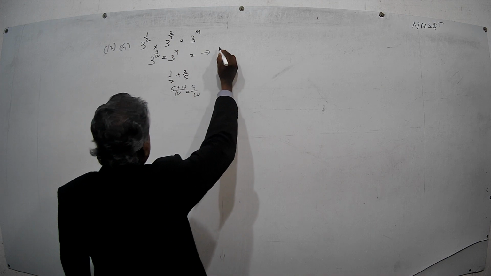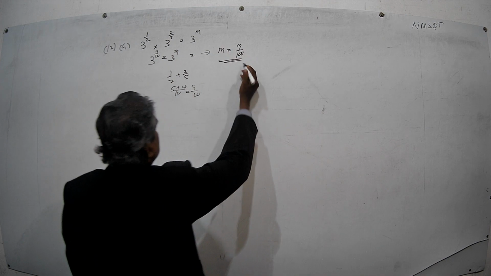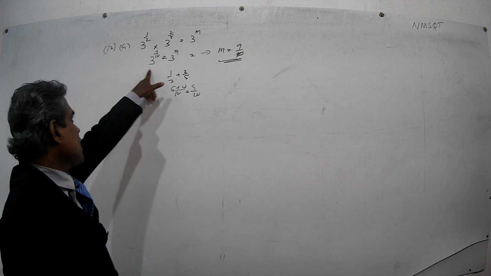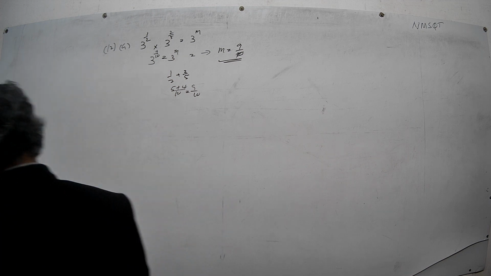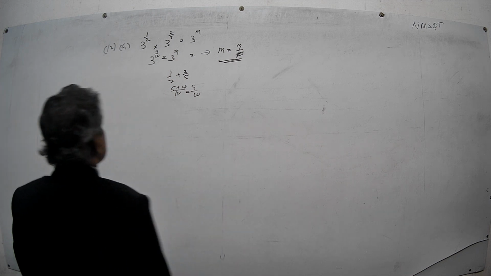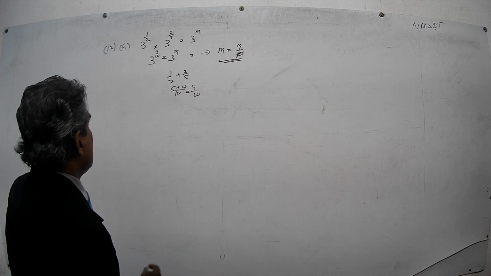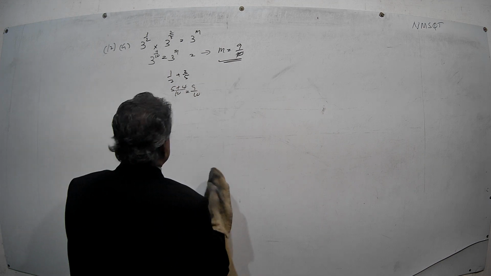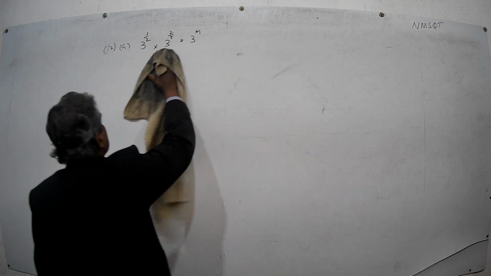Therefore, we can write m equals how much? 9 over 10. If the bases are equal, powers can be equated. If two indices are equal and they are with the same base, the powers also must be the same, right? The principle applies. Now next one.